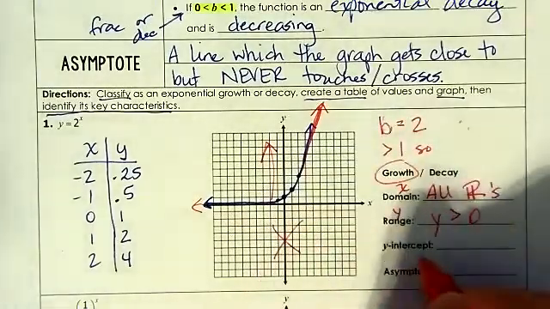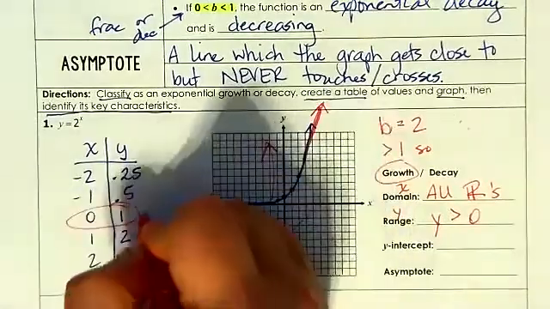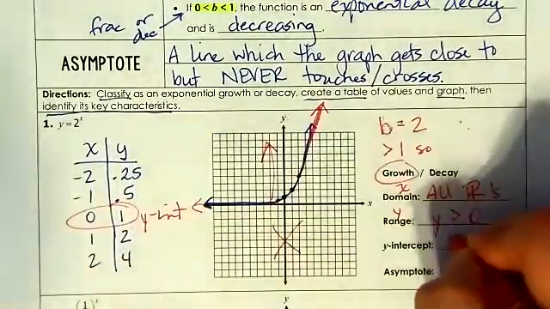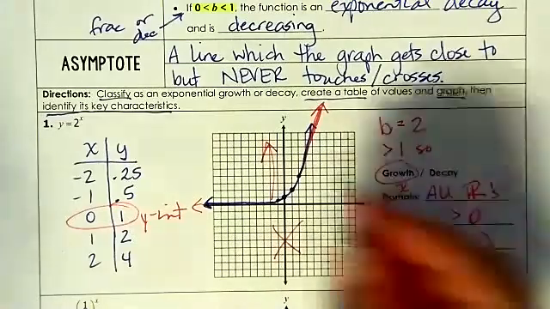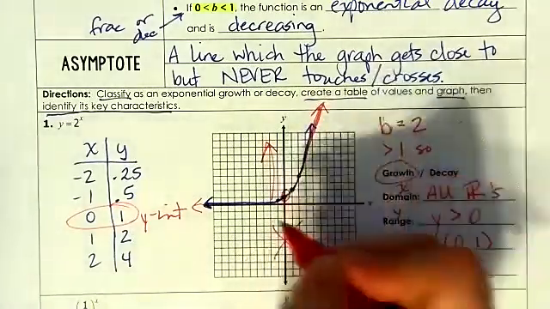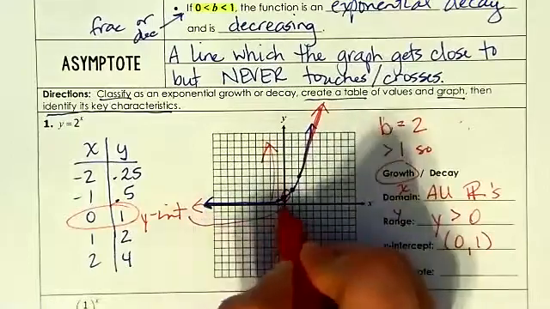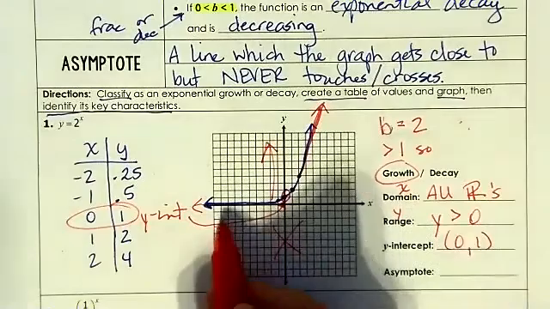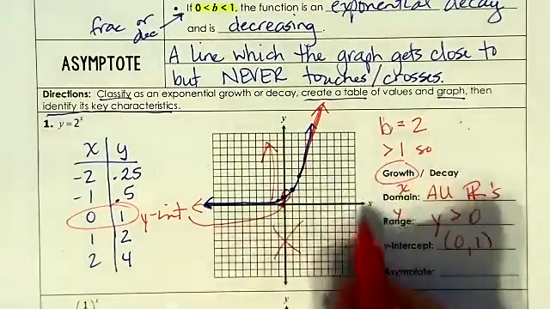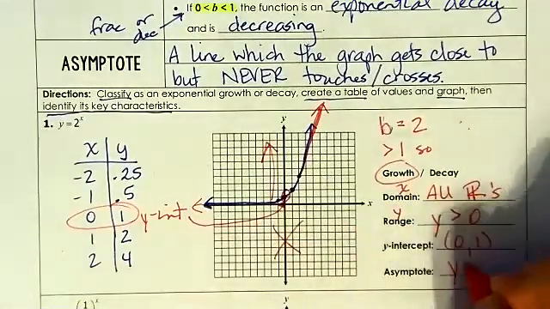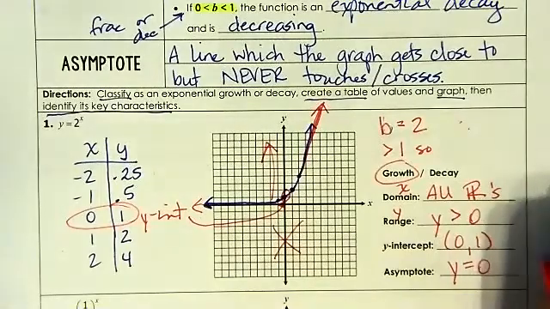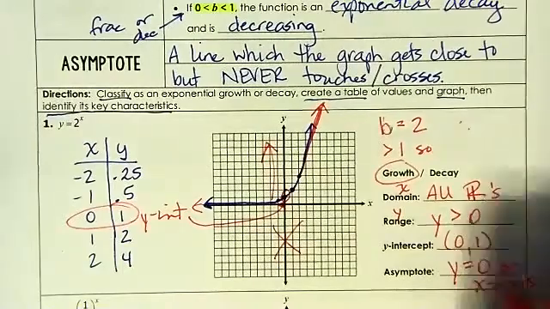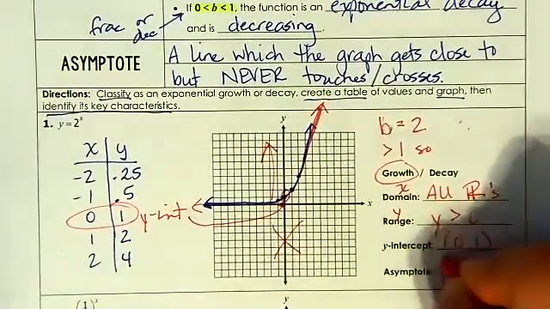So the y-intercept, well, that's right here. This right here is my y-intercept, 0, 1. So it's given to me in my table of values, 0, 1, and it's where it crosses the y-axis. The asymptote is that line where it almost intersects. So this is going to be y equals 0, or they may say the x-axis. You could see either one written as an answer choice.